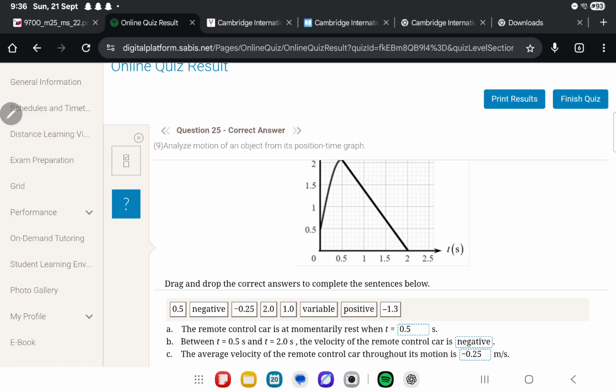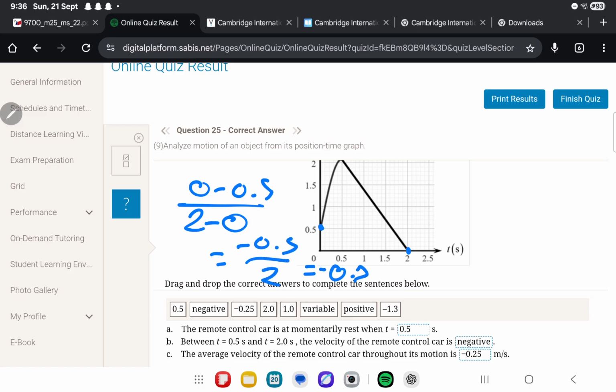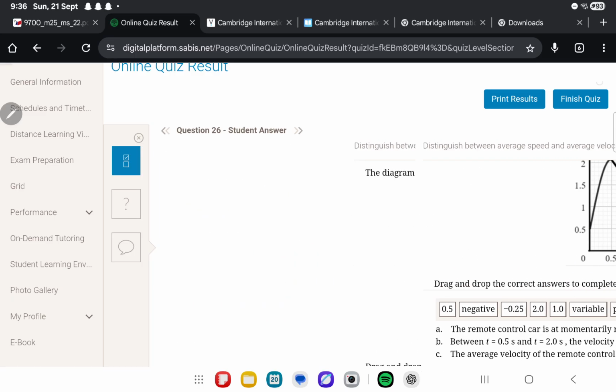No, 0.25. Oh, throughout the motion. Never mind, I was reading wrong. Okay, so here I thought they wanted this interval. No, throughout the motion means from the start till the end. I should have scrolled down. So 2 minus 0, that's for my time, and 0 minus 0.5. Okay, this is going to be negative 0.5 over 2, which is half of negative 0.5, which is negative 0.25 meters per second. Yeah, next time I should read. Question 26.